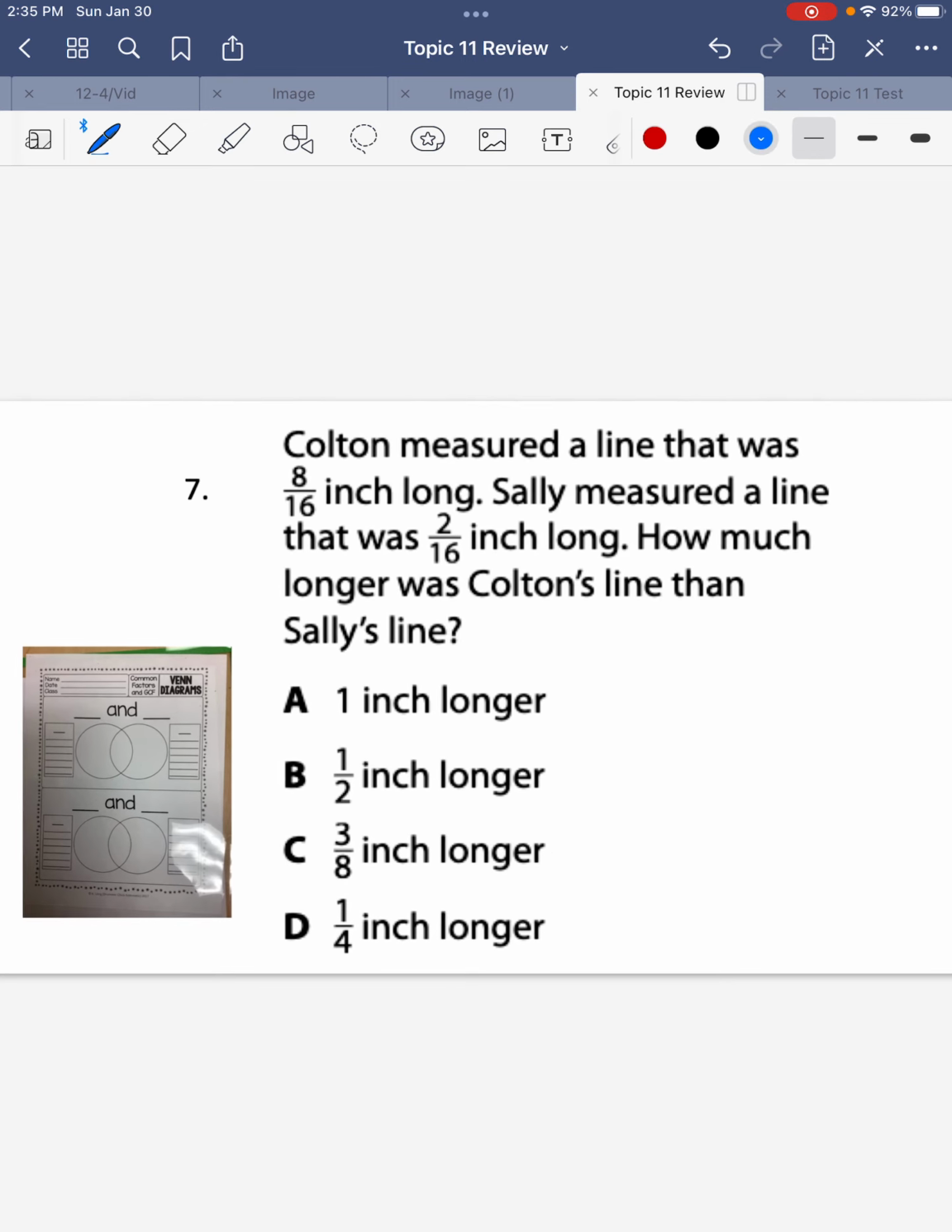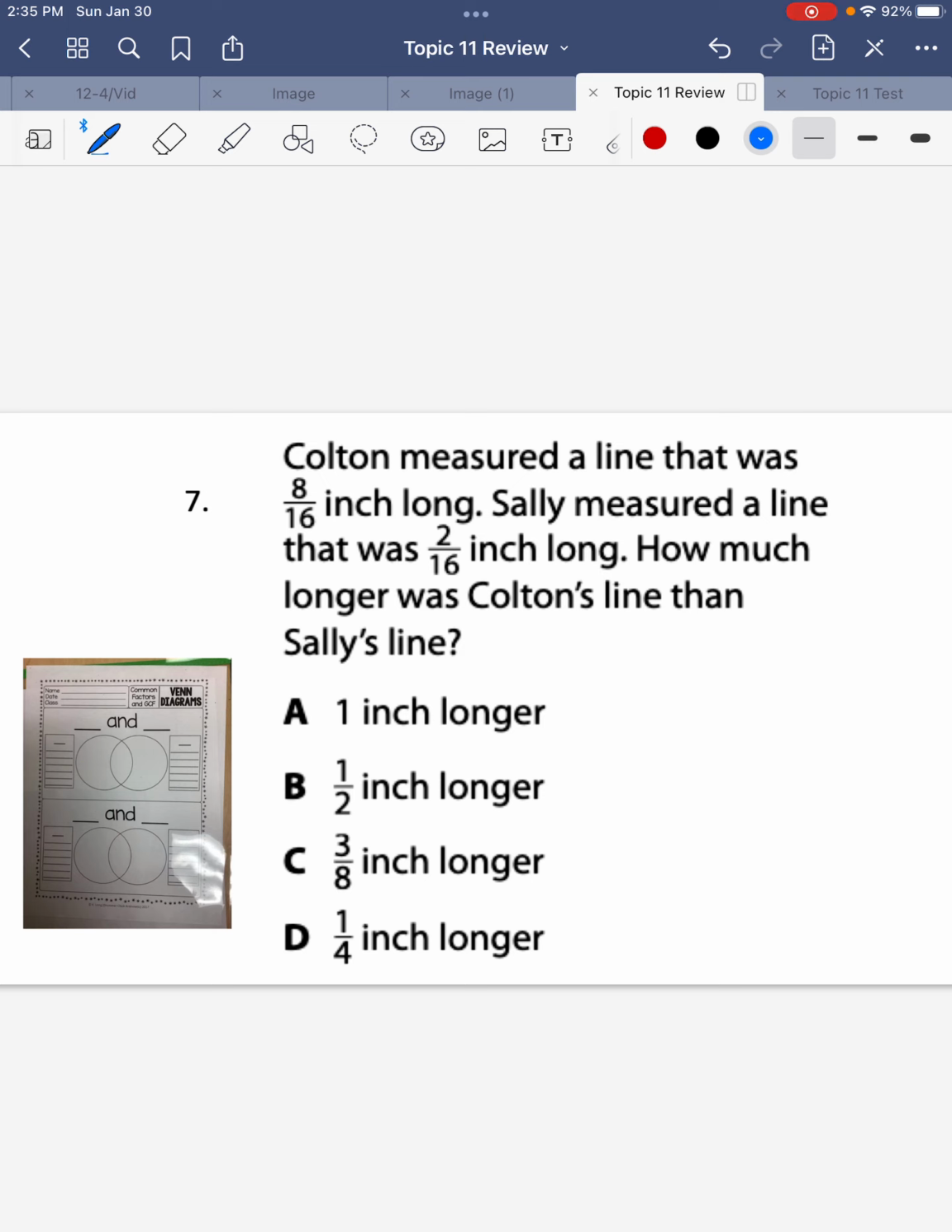Okay, number 7. Colton measured a line that was 8/16 inches long. Sally measured a line that was 2/16 inches long. How much longer was Colton's line than Sally's line? So remember, they're comparing two things. They're comparing Colton's line and Sally's line. And we even have the word than. Same thing as last problem. We are going to subtract.